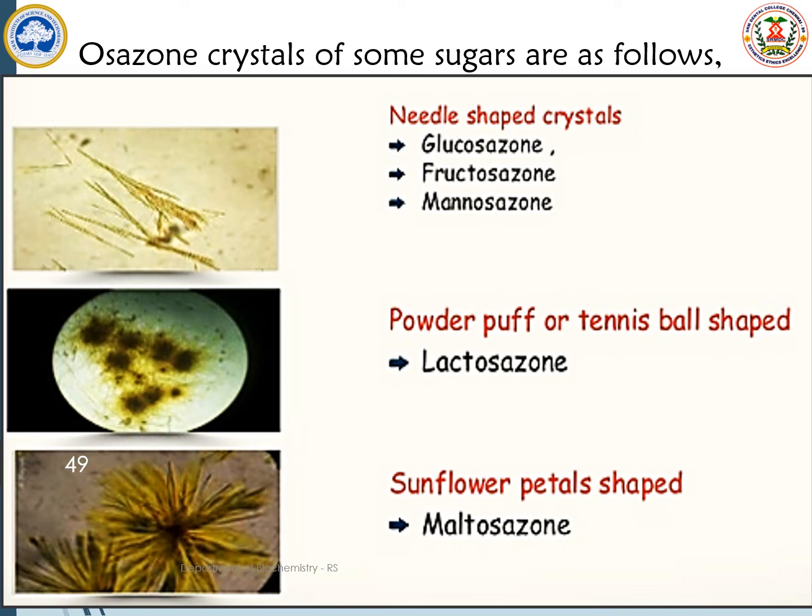Here are the osazone crystals of some sugars. The needle-shaped crystals, that is glucosazone, fructosazone, mannosazone, are formed for glucose, fructose, mannose respectively. The powder puff or tennis ball shaped crystal is formed for lactose, that is lactosazone. The sunflower petal shaped crystal, that is maltosazone, is formed for maltose.